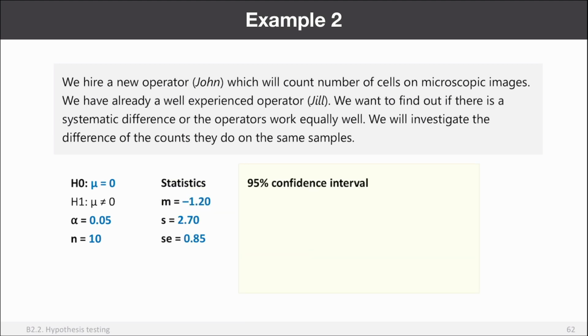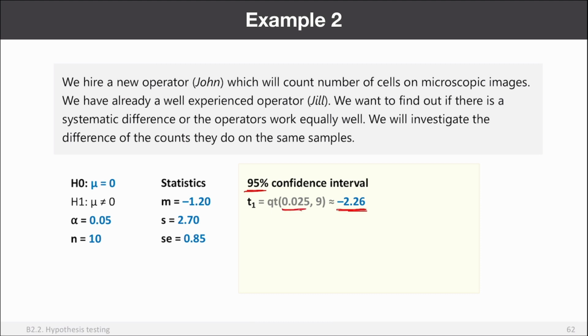Okay. In this example, because it's a two-tailed test, I can also compute confidence interval. I can compute if, for example, John and Jill will work not on 10, but 10 million images, what should we expect as an average difference, right? So in this case, you remember we go the other way around. So we first define the probability. So this is the probability for the left tail.